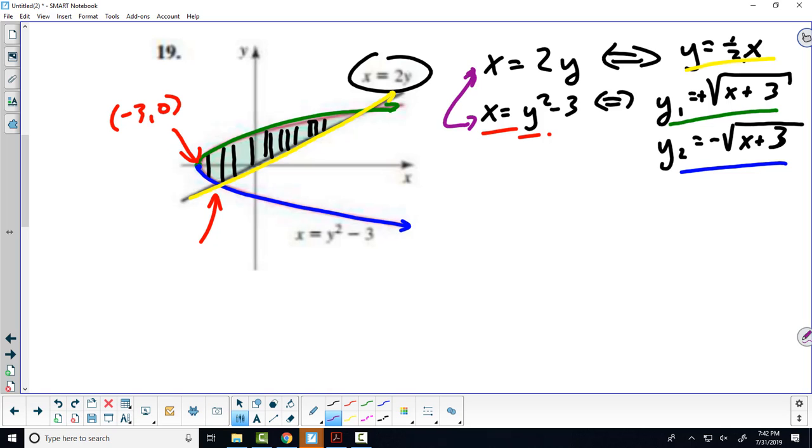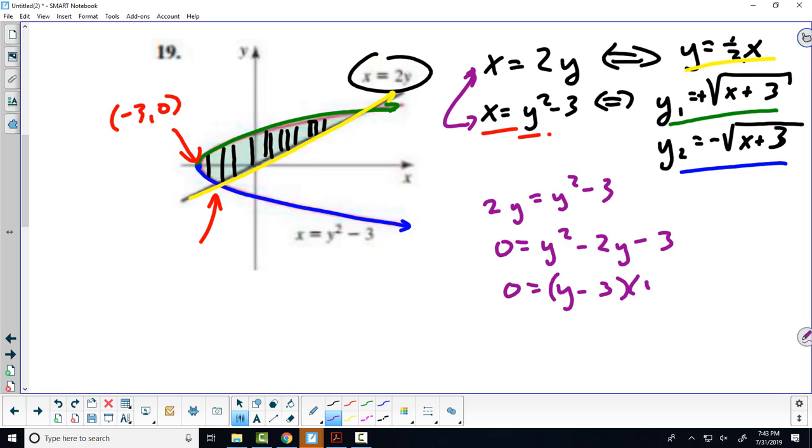So this happens when 2y is equal to y squared minus 3, or when 0 equals y squared minus 2y minus 3, or when 0 is equal to (y minus 3) times (y plus 1). So this happens when y equals negative 1, or when y equals positive 3. So which one is this one right here? This is the one where the y value is negative 1. If y is negative 1, then x is negative 2.